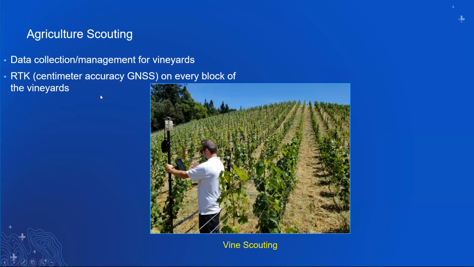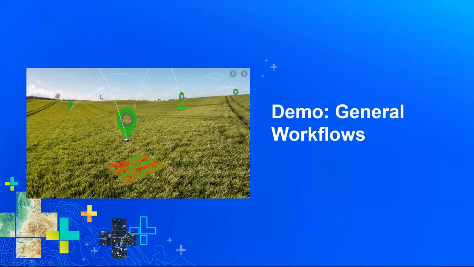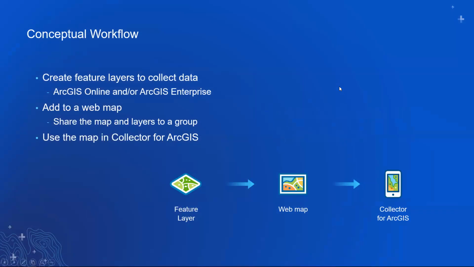So now I'm going to step into some general workflows in terms of how to use Collector. What I'd like to do first is just go through conceptually what happens when you take Collector out in the field, and then I'm going to switch over to my mobile device and actually show you how that would be done. So conceptually, what happens ahead of you taking your device out into the field to actually start to collect information?